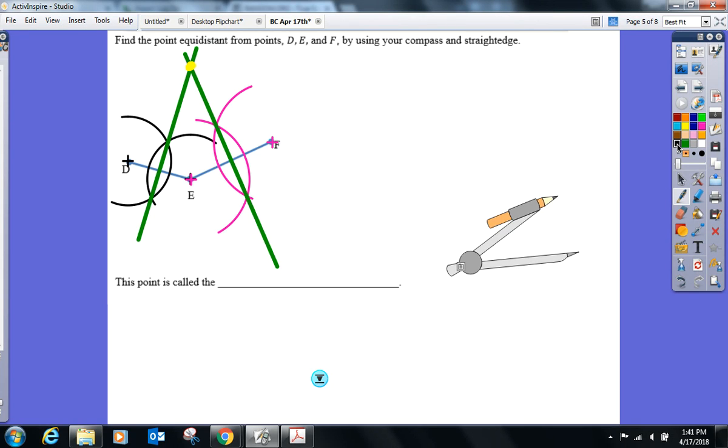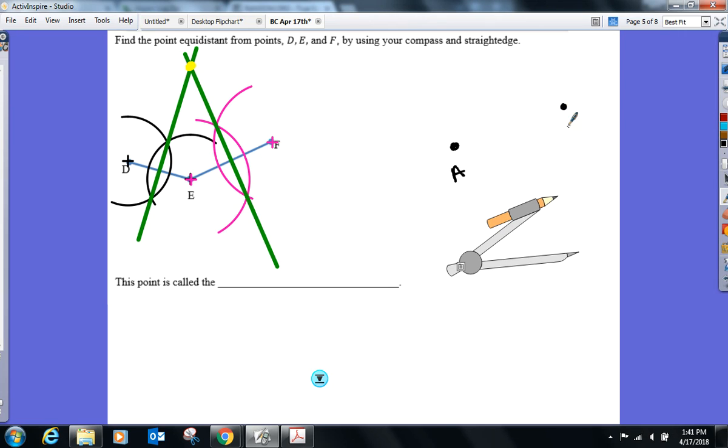So why did I just randomly put in this question, find the point that's equidistant? What unit are we in? Circle unit, yeah. So this point's pretty powerful as far as a circle goes. If I said make a circle that goes through A, B, and C, this is what I would be doing. Anybody know what this point's going to be? That's the center point. Yeah.